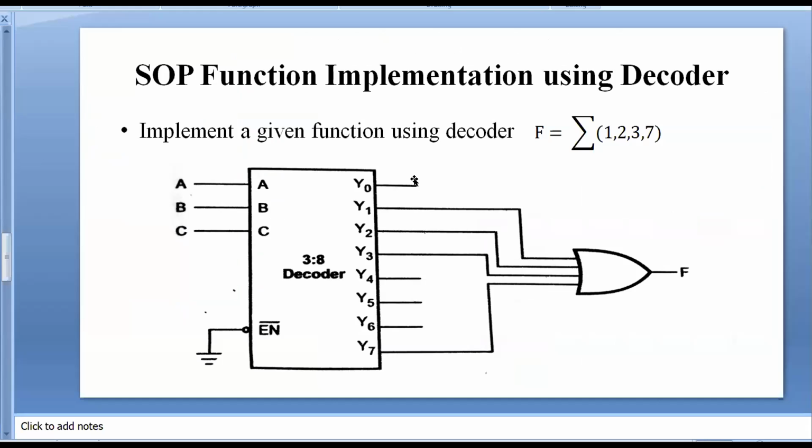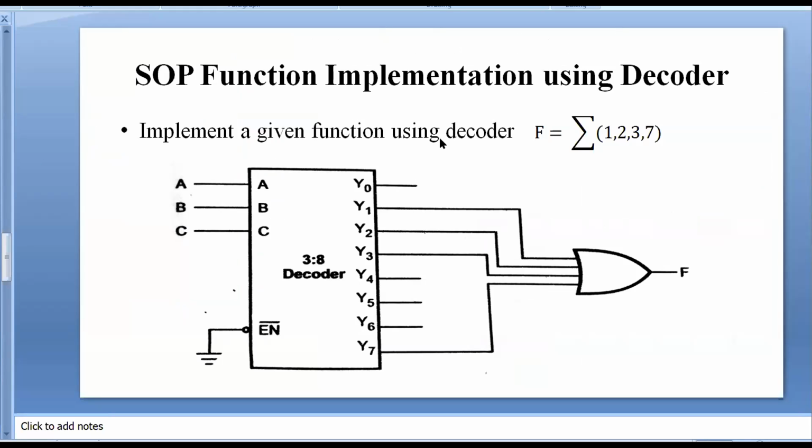The given function f equals sigma of 1, 2, 3, 7. These 1, 2, 3, 7 are called minterms. Sigma is called minterm notation, that is, for these minterms the output equals 1. They are asking to realize it using a 3 to 8 decoder. How do we verify this? First we have to draw the 3 to 8 decoder.